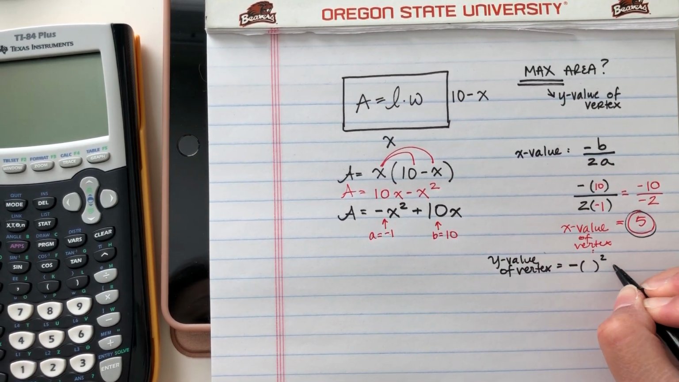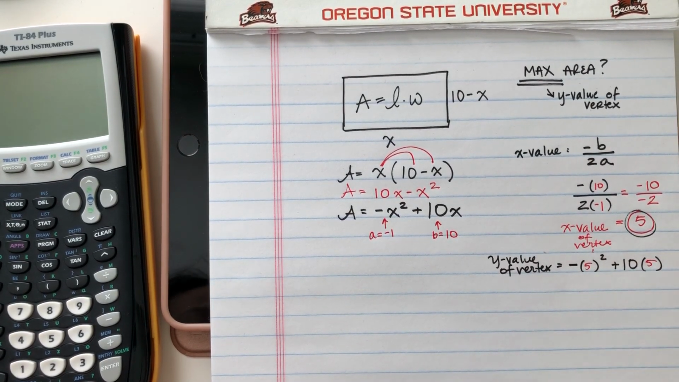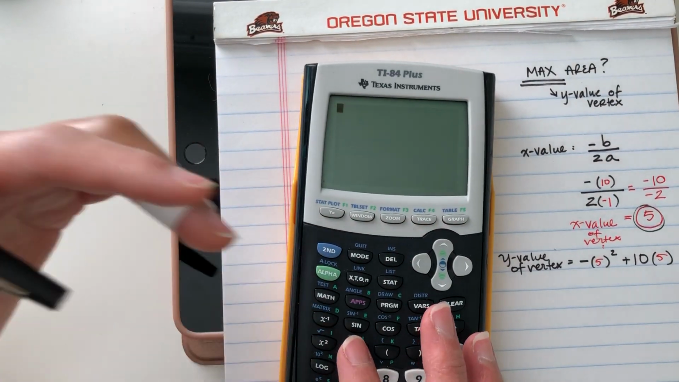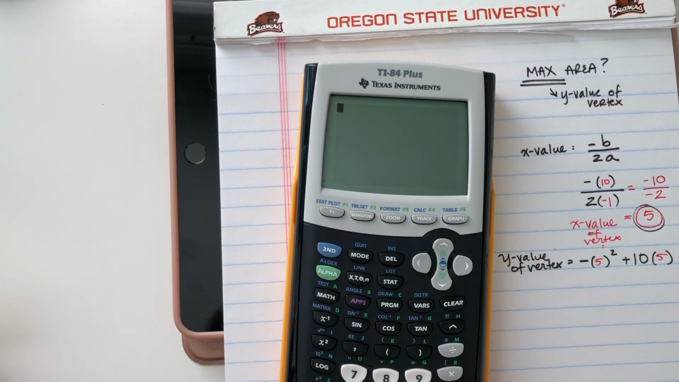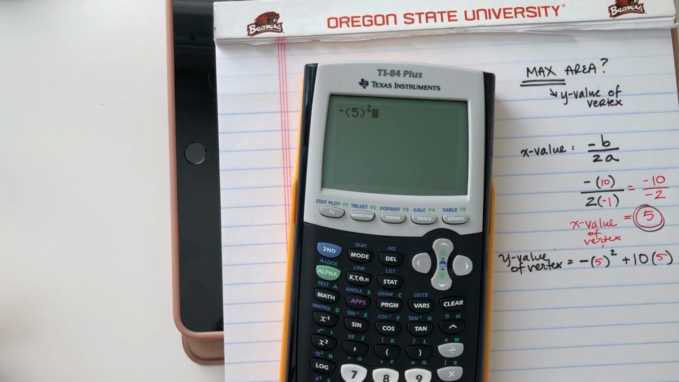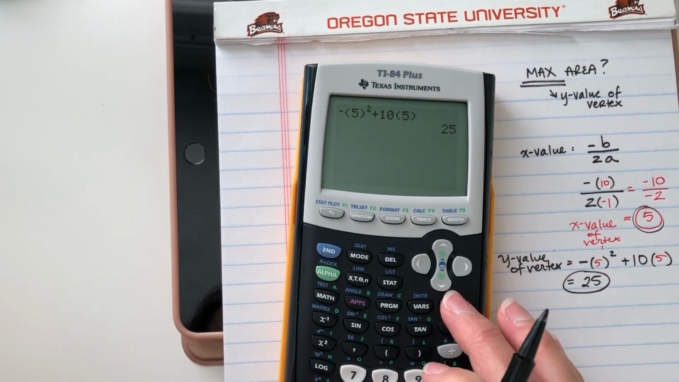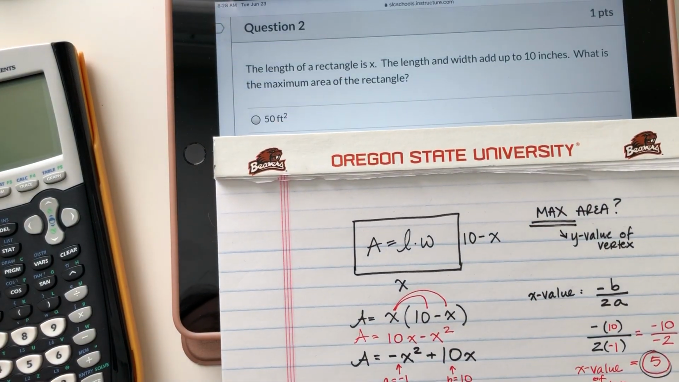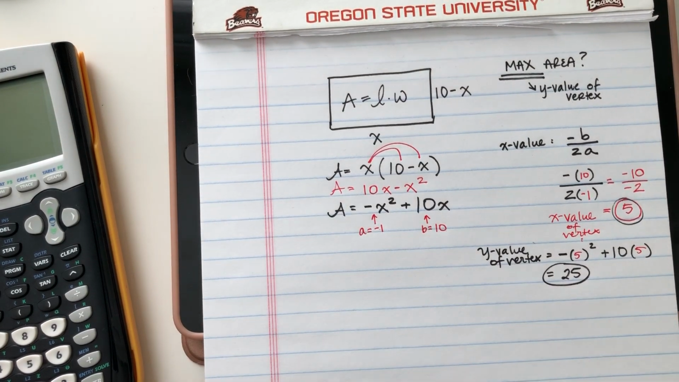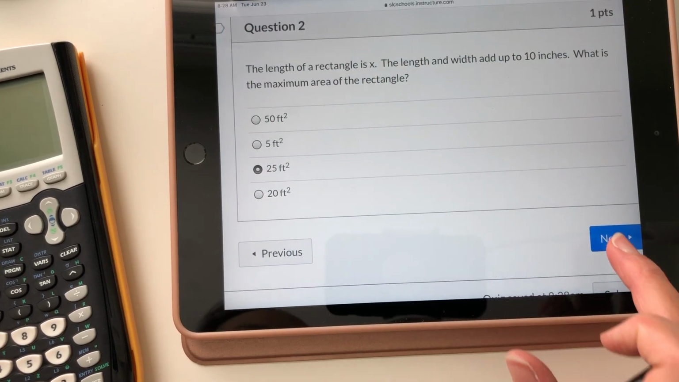I always put parentheses around anything I plug in. That's going to be a 5. I'm just going to plug it into my calculator because my calculator does order of operations for me. So I have negative parentheses 5 squared like that. Make sure you put parentheses around the 5, otherwise it might not do it correctly. Plus 10 parentheses 5, and that gives me 25. That means the maximum area of this rectangle is going to be 25. So on the quiz, you would simply pick 25 feet squared and move on to the next question.